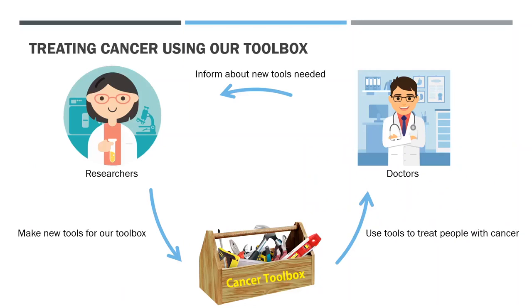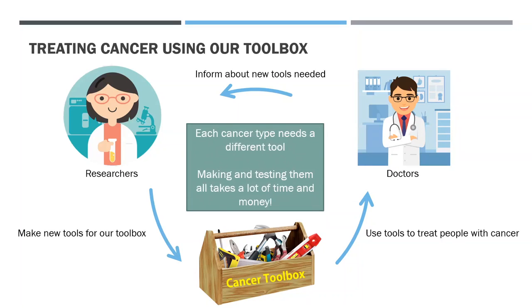We treat each cancer using this cancer toolbox. Researchers make new tools for our toolbox. Doctors then use these tools to treat people with cancer. After that, doctors tell researchers about what happened and what new tools are needed to treat more patients so more people can survive. Each cancer type needs a different tool. This process of making and testing them takes a lot of time and money.